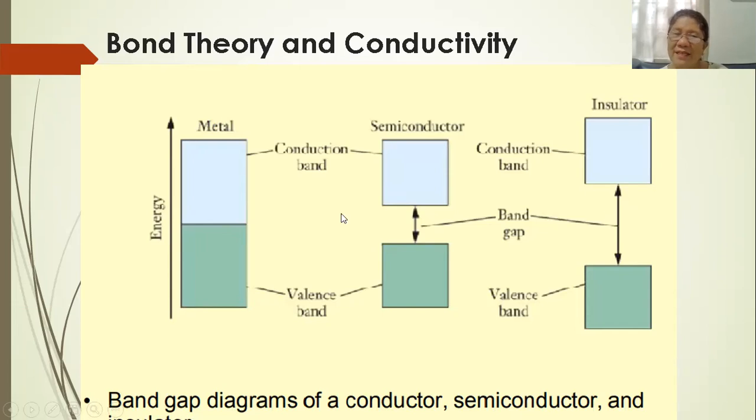So in the band gap, there will be less band gap in metals, followed by the semiconductors, and the last is insulators. The biggest band gap is in insulators, followed by semiconductors and the metals. So that is the band gap diagram for conductors, semiconductors, and insulators.